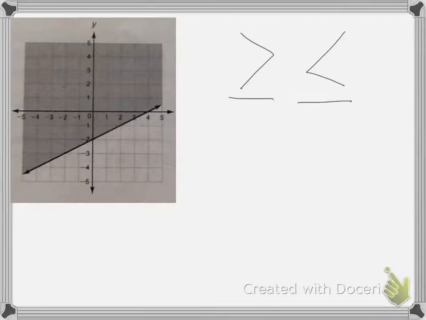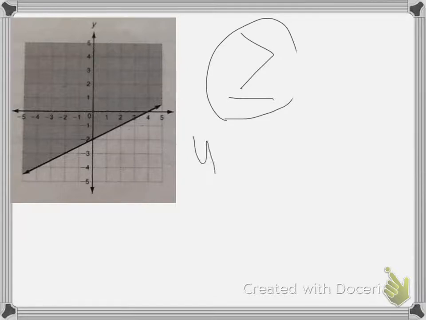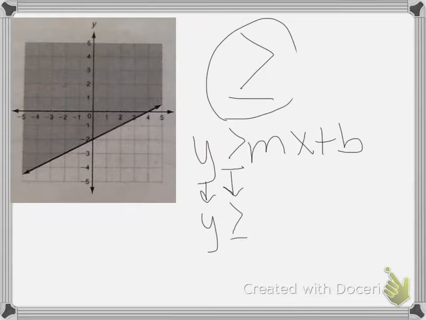Well, then I look, oh look, they've shaded above the line. So that means it's going to be a greater than symbol. So there we go. Just by looking at it, I already know my symbol. I know it also has to be in y is greater than or equal to mx plus b format. So I'm going to leave my y, I'm going to leave my symbol, and I'm going to leave my x. Now I just have to find out b and m. Well, b is where it crosses the y-axis. So we go over here to our graph and we see it crosses the y-axis at -2. So I'm going to write in -2.